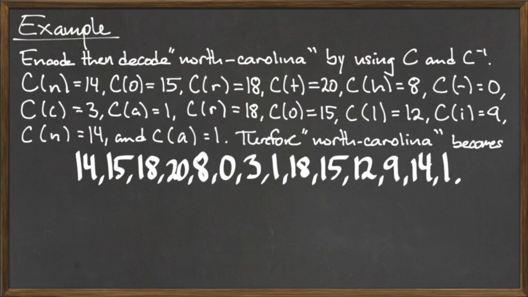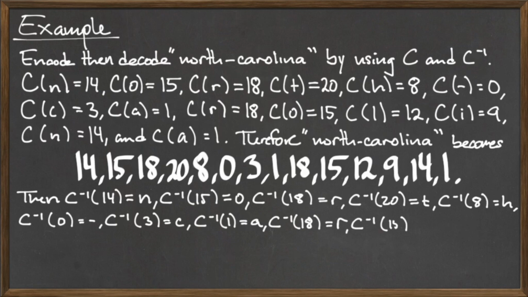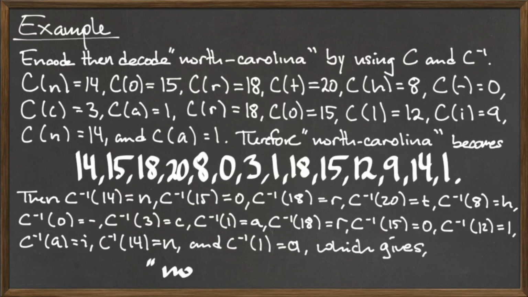Now, to decode this series of numbers back into the original phrase, we plug each of these numbers individually into the C inverse function and compute their images. The image of 14 under C inverse is N, the image of 15 under C inverse is O, the image of 18 under C inverse is R, and so on. Computing the images for the rest of the numbers, we see that the original phrase, North Carolina, is recovered, so our encoding and decoding was successful.